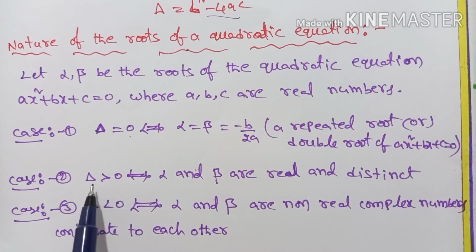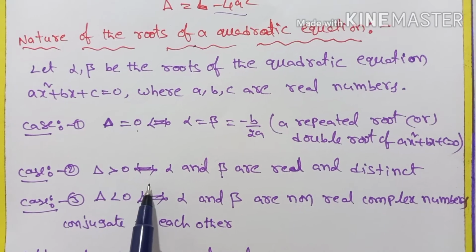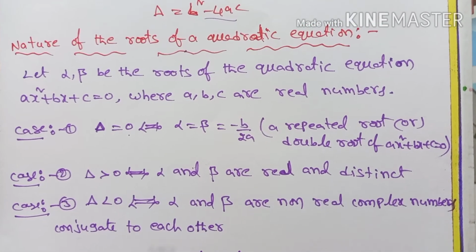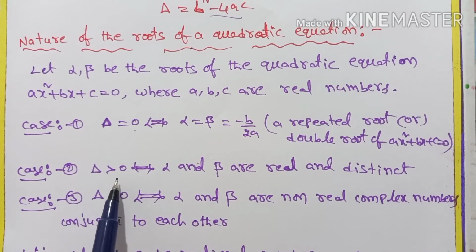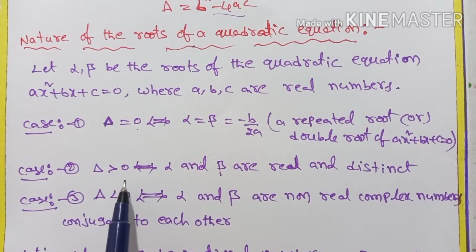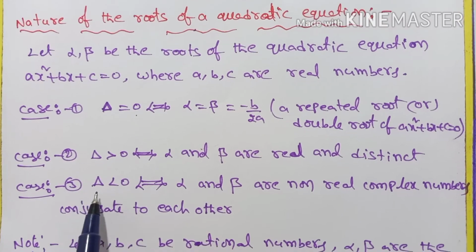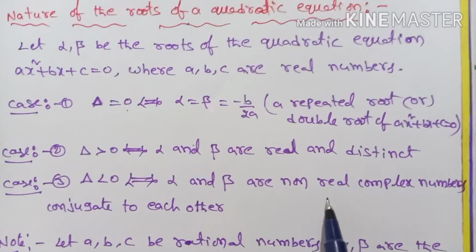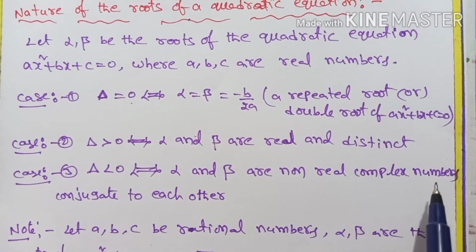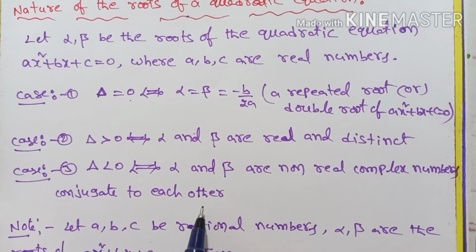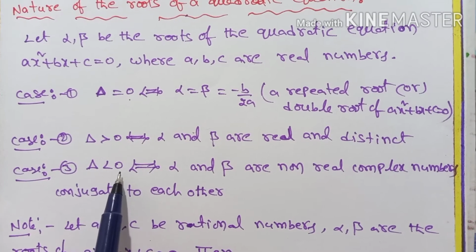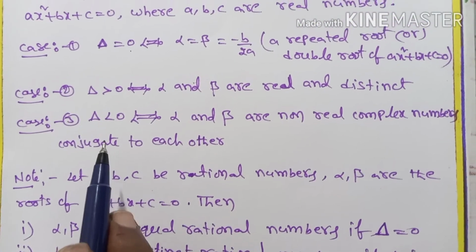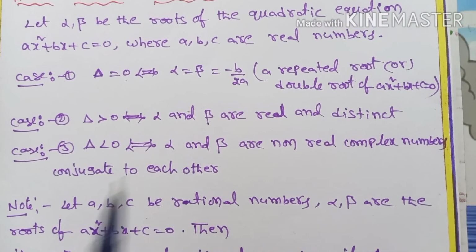Now case 2, delta greater than 0 implies alpha and beta are real and distinct. Delta greater than 0 means any positive value. Okay, next case 3, delta less than 0 implies alpha comma beta are non-real complex numbers conjugate to each other. Delta less than 0 means negative values, you can get all negative values.